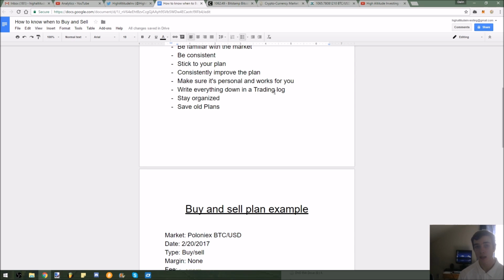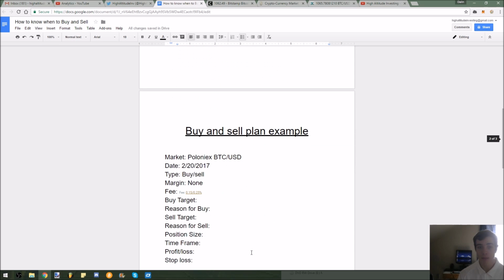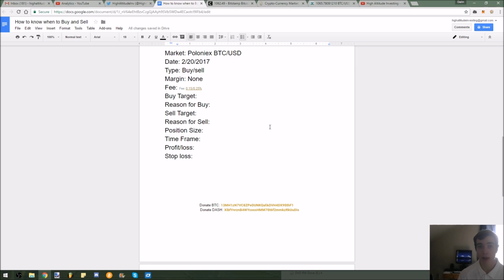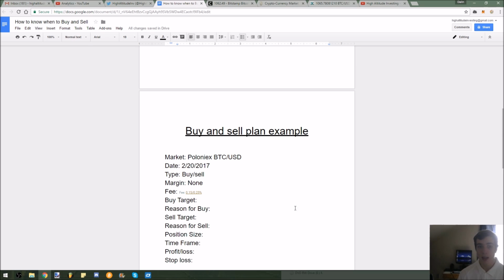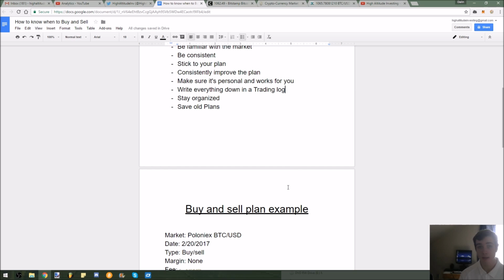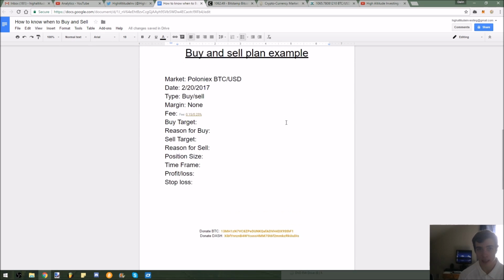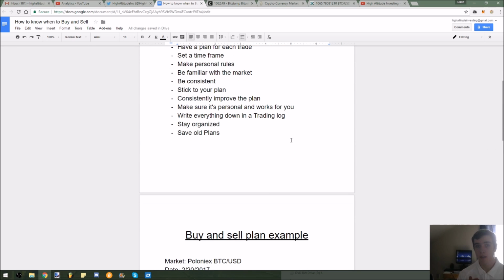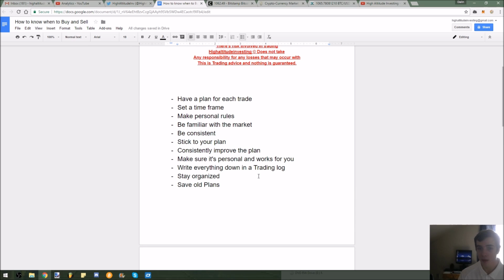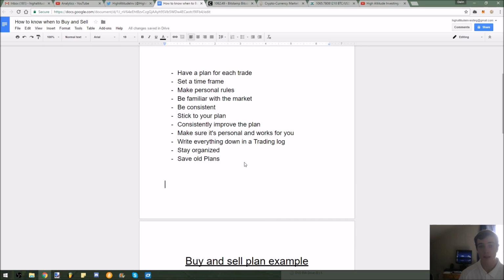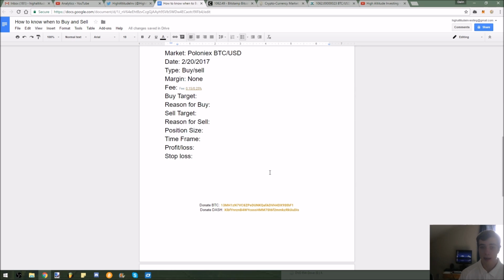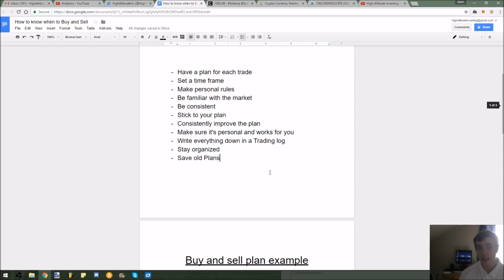Write down everything in a trading log. If I were you, I would just copy and paste this over and make adjustments to it. This is just an example, a template. But for every trade, I would have a plan. If you write down everything inside of a trading log, you're organized and you save all of your old plans. I recommend Google Docs. It's a pretty amazing free way to be keeping track of all of this.